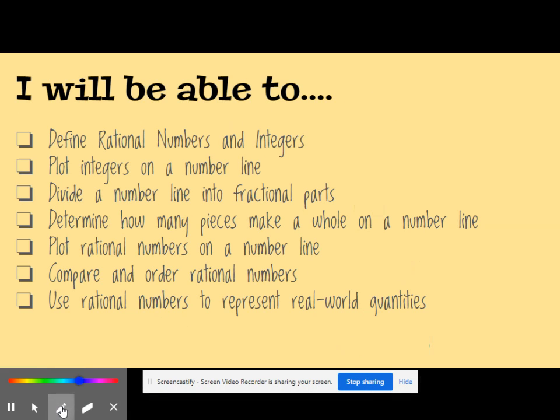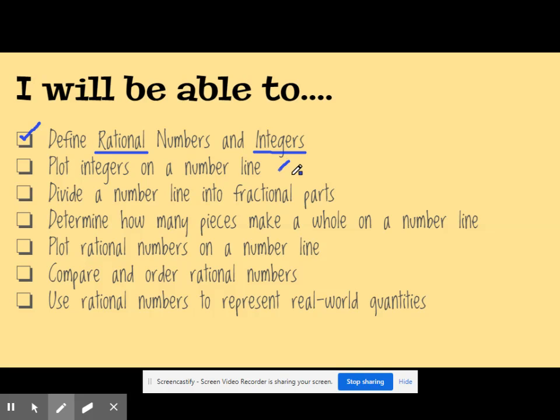So, yesterday we talked about what a rational number is. Rational numbers extend the integers. Integers are positive and negative whole numbers, including 0. Rational numbers go beyond that and start including positive and negative fractions and decimals. So, we did that yesterday.